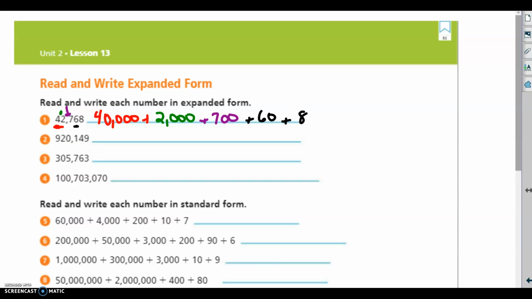I'd like for you to try number 3. So I'm going to say it for you first of all, and then you've got to write each digit all by itself. 305,763. Expanded form. Ready, set, go.